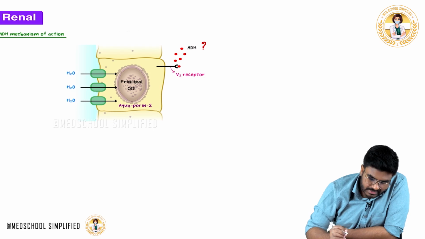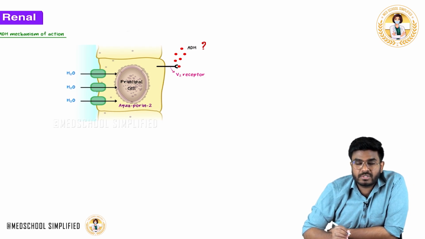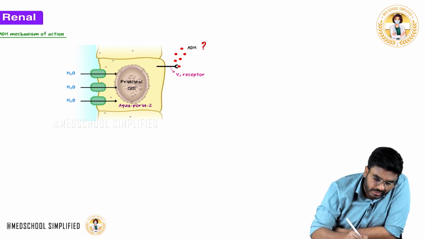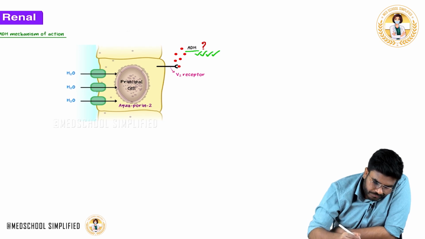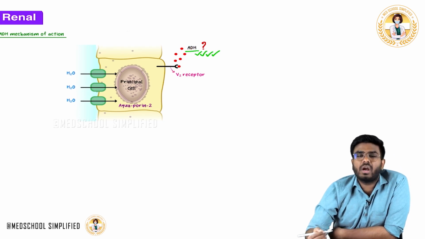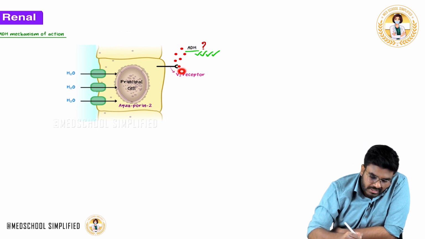The osmoreceptors will stimulate the pituitary gland, especially the posterior pituitary, to release antidiuretic hormone. That's how antidiuretic hormone is coming. Now what is this antidiuretic hormone going to do? It is going to come and act on the V2 receptors. What will happen? Under the influence of antidiuretic hormone, the V2 receptors are stimulated.